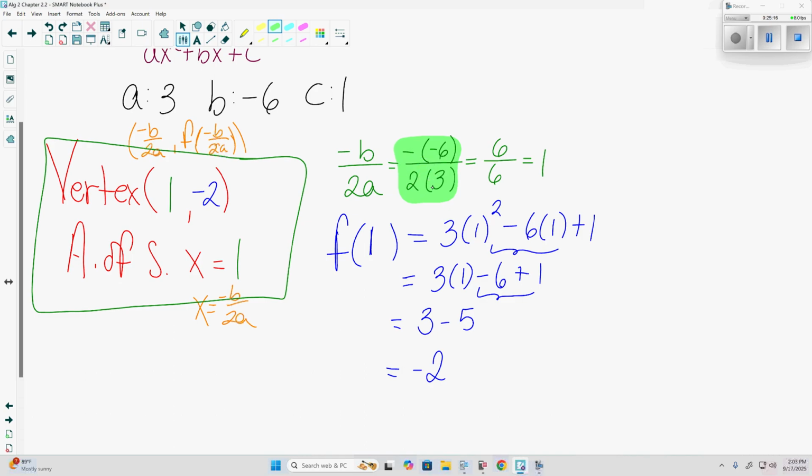The negative negative 6 over 2 times 3. Could we have plugged that in the calculator? Yeah, there's no variables. It's all numbers. The calculator could have done that. So we could do it by hand or in the calculator, either one. Are we ready for the next one?